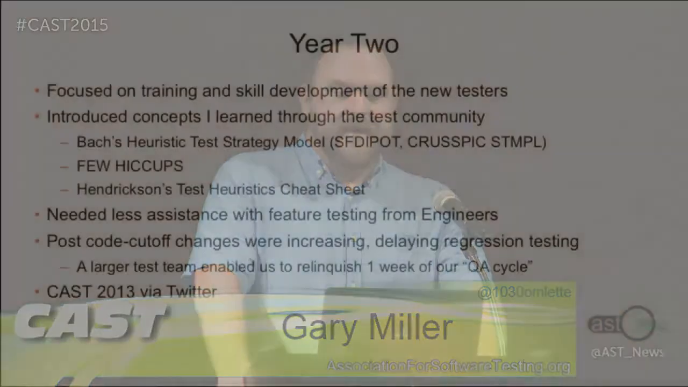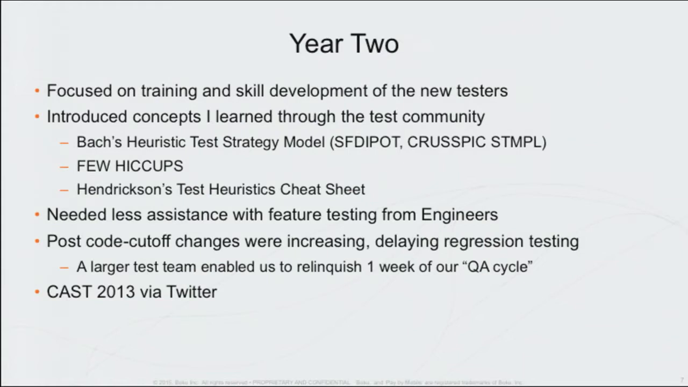Now, again, the company was growing. We needed fewer engineers to help us with the feature testing. And so one of the changes that I was able to implement during my second year was to eliminate one week out of our sprint cycle. I relinquished an entire week of testing. I gave it up. I said, you can have your 5 days of regression testing back and go do something else with it, because we can actually combine our feature testing and our regression testing during one week, and we can get it all done.